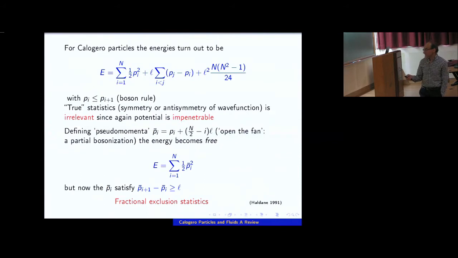And that's the sense in which these Calogero particles have fractional exclusion statistics. Statistics not in the scattering sense, but in the statistical mechanical sense. And this concept was introduced by Haldane, not for Calogero particles, but for the corresponding spin chain, but it works for all these systems.